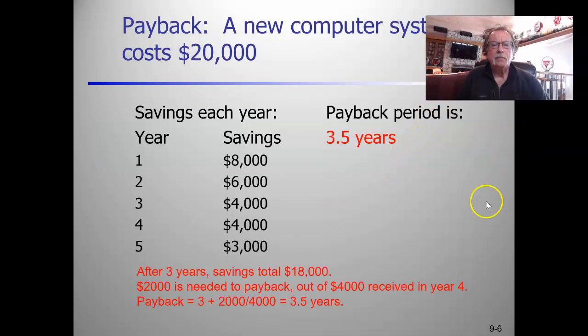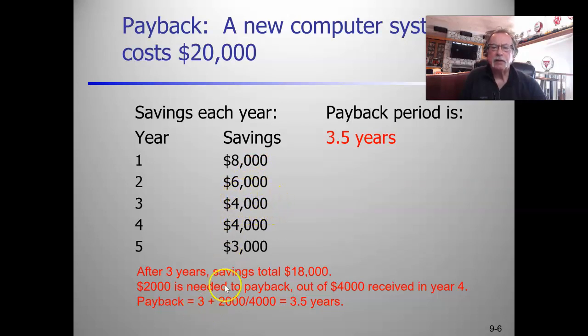So if we were to consider a project that costs $20,000, saves $8,000 the first year and $6,000 each subsequent year: after 1 year, we still need to recover $12,000. After 2 years, we still need to recover $6,000. After 3 years, we still need to recover $4,000.